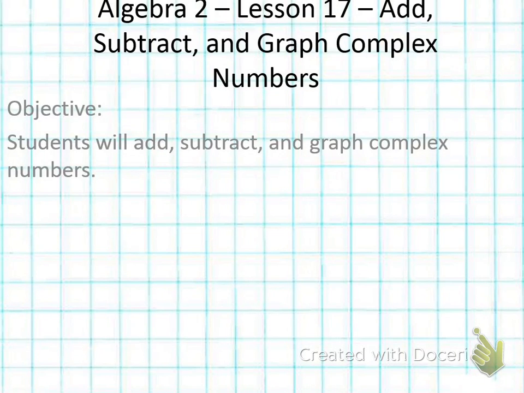Alright, this is lesson 17 for Algebra 2, adding, subtracting, and graphing complex numbers. We're talking about complex numbers, which has to deal with those imaginary numbers, right? We've only talked about real numbers all our lives, so we learned how to add, subtract, multiply, and divide real numbers. Now we're learning how to add, subtract, multiply, divide complex numbers and graph them. So it's just another world. It's all very similar, though.